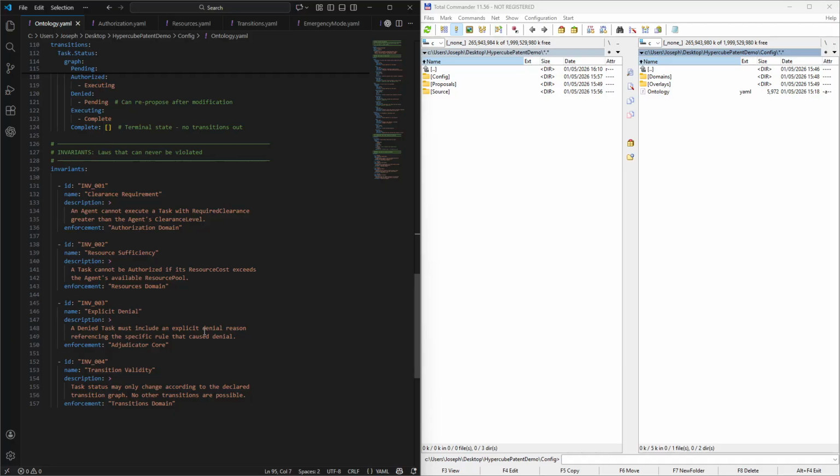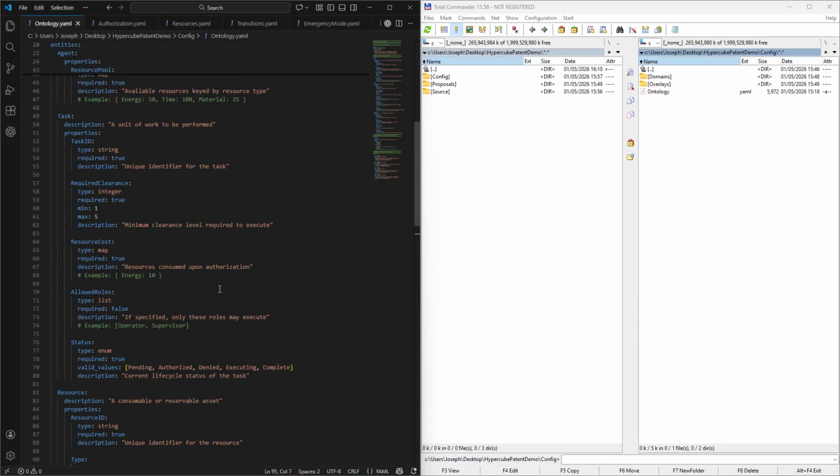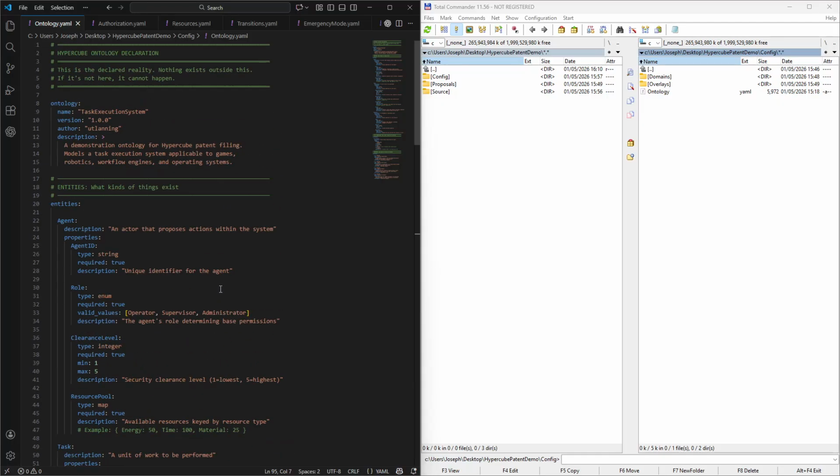This ontology is now our ground truth. Everything else we build references this. If we change this ontology, we change reality. If we do not change this ontology, reality does not change. And that is the crux of ontology forward design.